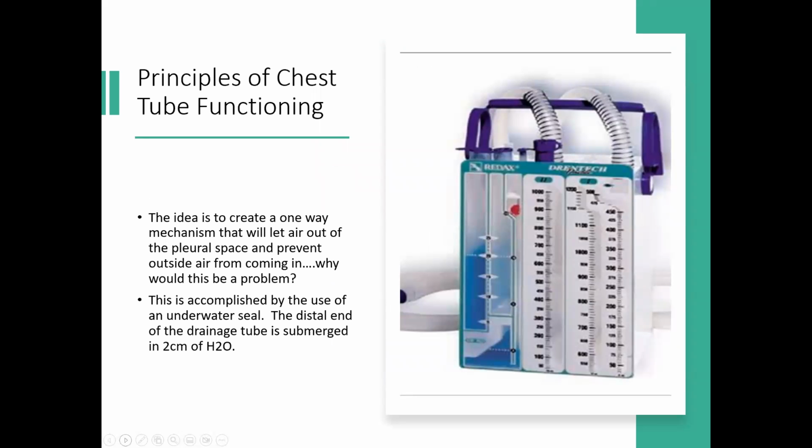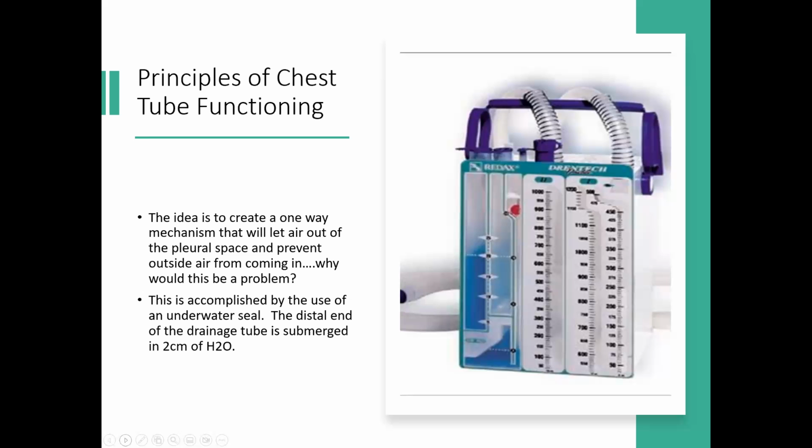A little bit on the actual equipment and troubleshooting, and I would say it's reasonable to expect a few questions that relate to this basic troubleshooting. So I'm showing you one of the types, Pleurovac, but there are all different manufacturers out there. The basic principle is to create a one-way mechanism that will let air, but it could be fluid in certain cases, out of the pleural space and prevent outside air from coming in. Why would that be a problem? Because now you have a sucking chest wound. You don't want to fix one problem and create another one.